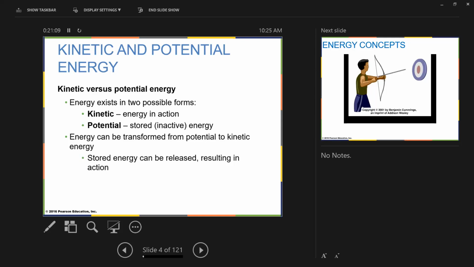We use our laptops. Stored energy in the battery is potential energy. The laptop fired up with the display on the screen is kinetic energy. While it says energy in action, well, it's not really doing anything. We can still see and hear what's happening. So we go from potential energy to kinetic energy. Now, we release that stored energy and things happen.